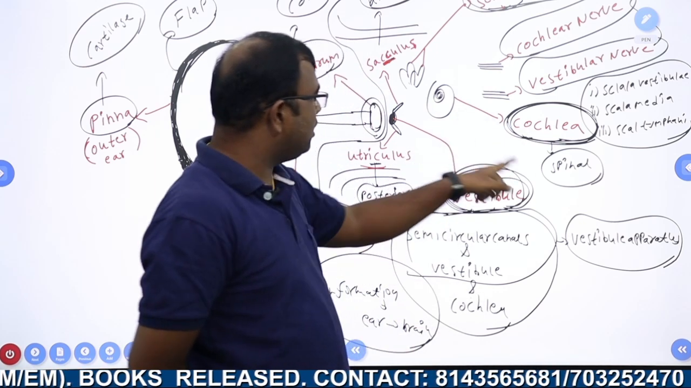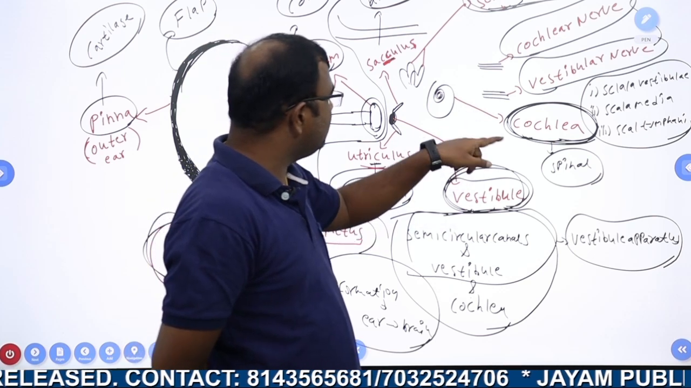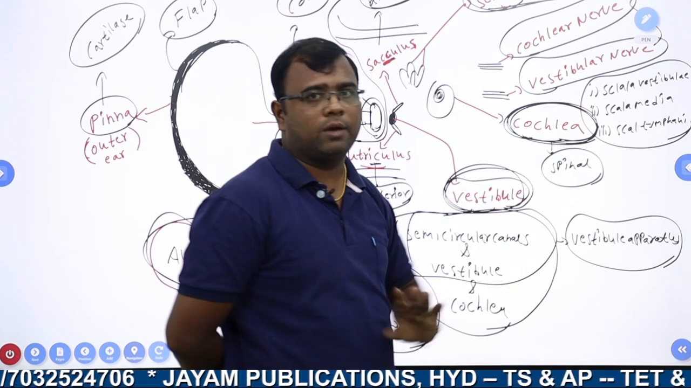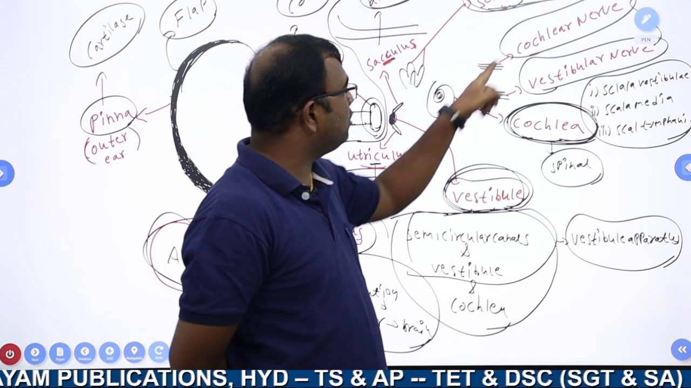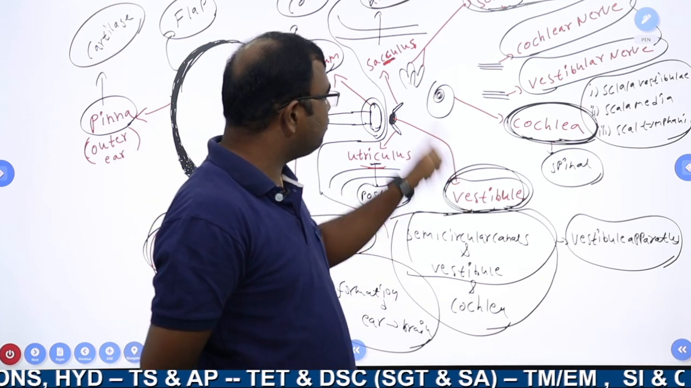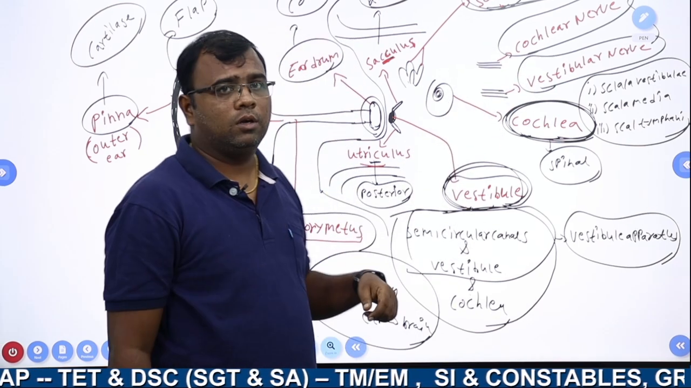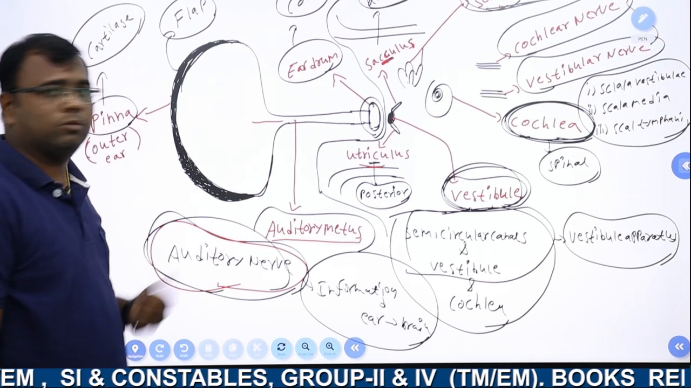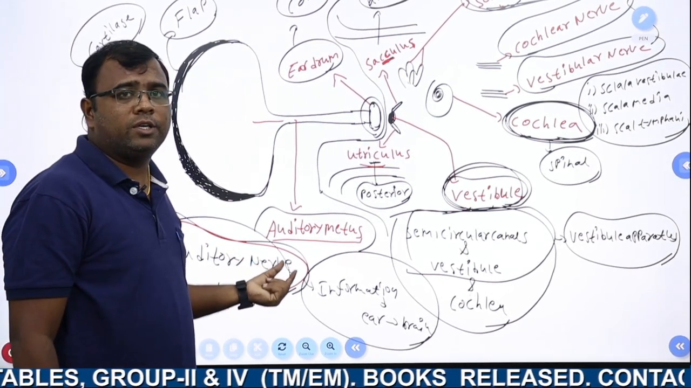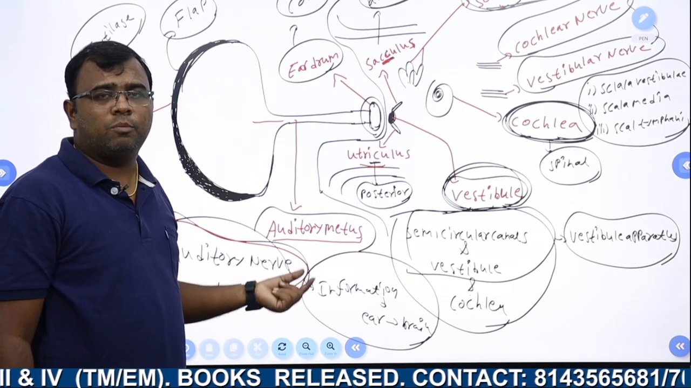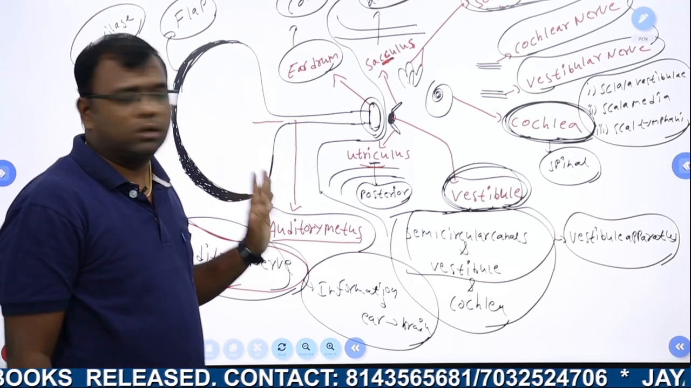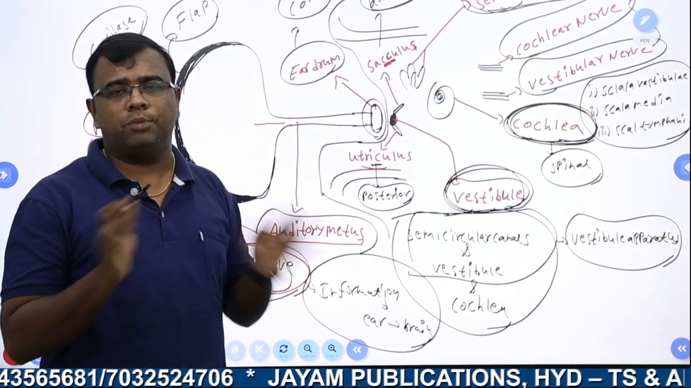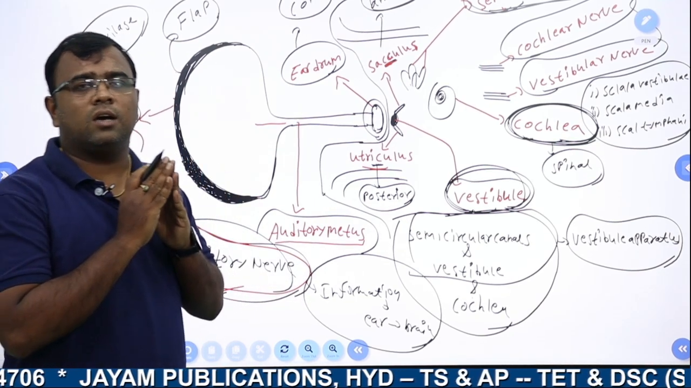The cochlea is a spiral shaped structure. The cochlea has three parallel tubes: scala vestibuli, scala media, scala tympani. The cochlea forms the cochlear nerve. The vestibuli forms the vestibular nerve. The cochlear nerve and the vestibular nerve together form the auditory nerve. The function of the auditory nerve is to send information from the ear to the brain. This is the inner ear. The ear part is completely done. The total sense organs are completed.